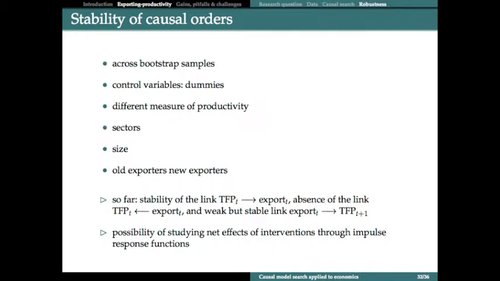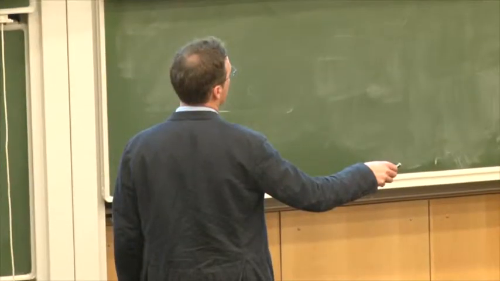Sorry, is that the same? So yes, sorry. Stability of the link from total factor productivity to export, and absence of the link from export to total factor productivity, sorry, it's the other way around. Wrong. Absence of the link from export to total, so it has to be in this direction. And a weak stable link from export at time t to total factor productivity at time t. So yes, here should be the head of the arrow, here.